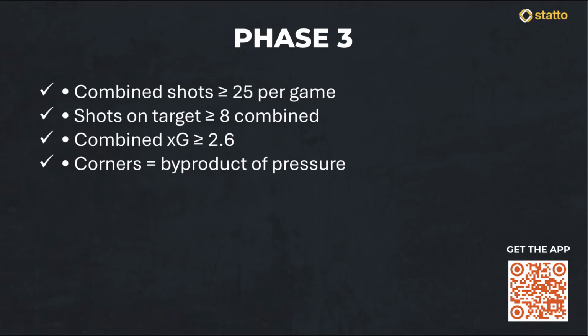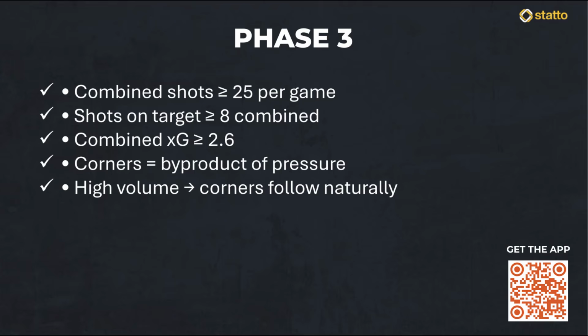If two teams are high-volume shooters and they consistently create quality chances, the corners will almost always follow naturally. If our math projects a high corner count but the shot volume is low, we have to be very careful, as that projection might be built on outliers rather than consistent pressure.